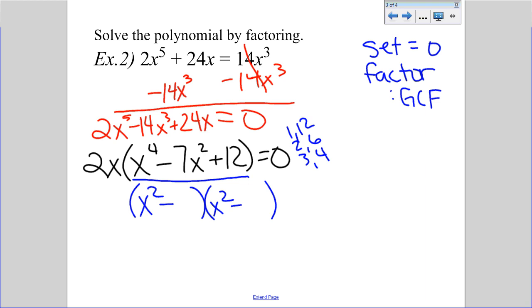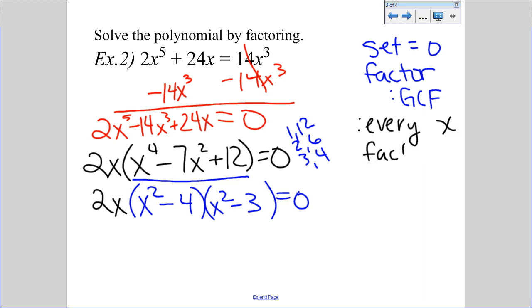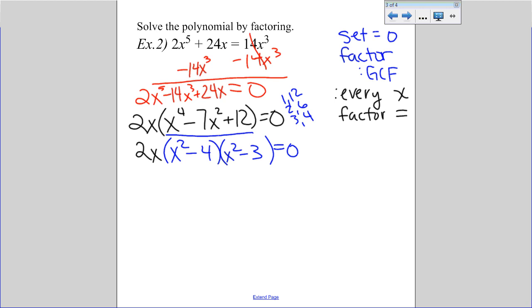You guys are great at factoring. 3 and 4, or 4 and 3, it doesn't matter. Don't forget to do 2x. All right. What we need to keep in mind, ladies and gentlemen, is we have to set the factors equal to 0. And what we need to remember is that every x factor has to be set equal to 0. And so because we're setting the factors equal to 0, I have to look at that GCF. Did our greatest common factor have an x with it? Yeah. So 2x.